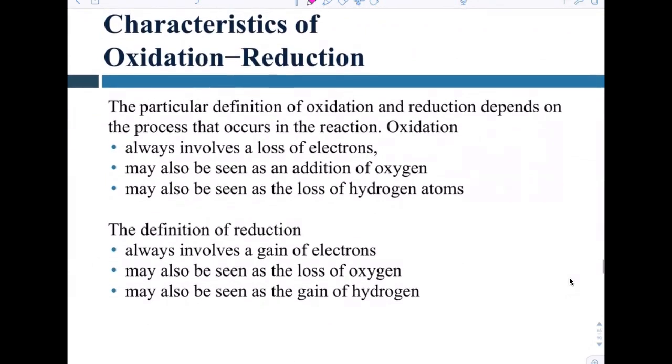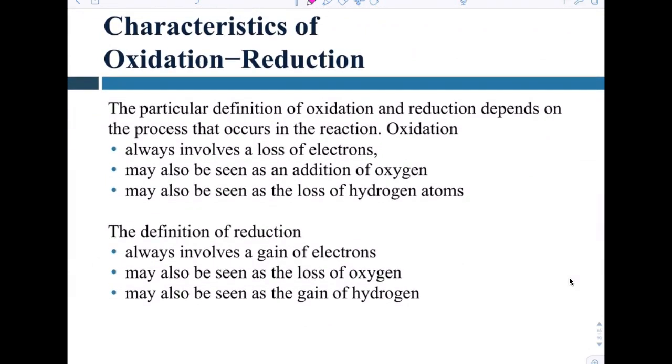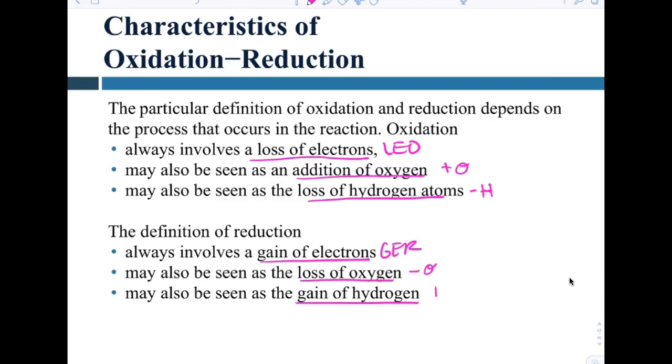So here is just a quick slide of the different characteristics of redox reactions. Oxidation always involves a loss of electrons, that's your Leo. Or it can be seen as the addition of oxygen, so plus oxygen for oxidation, or loss of hydrogen, minus hydrogen. So we're going to think about hydrogen and oxygen as being kind of opposites, as with water. Losing hydrogen is the same as adding oxygen. Gain of electrons, I want you to think GER. Loss of oxygen, so if you're being reduced, you're losing oxygen, you're the opposite, and if you're being reduced, you're gaining a hydrogen ion, or hydrogen atom.